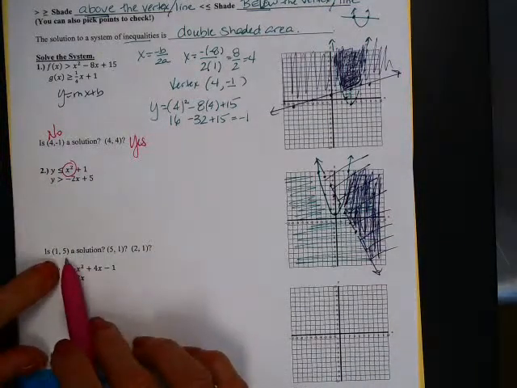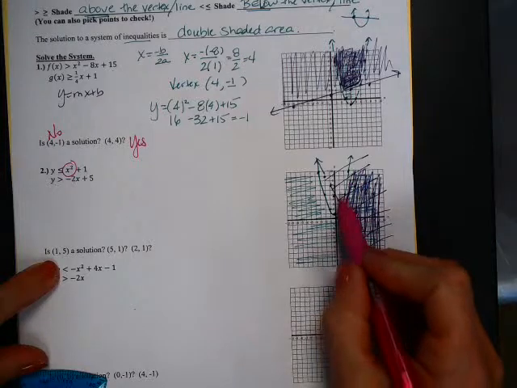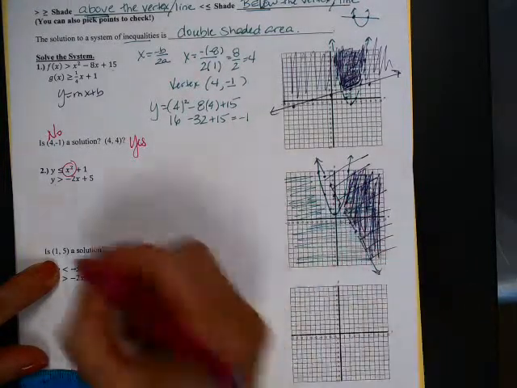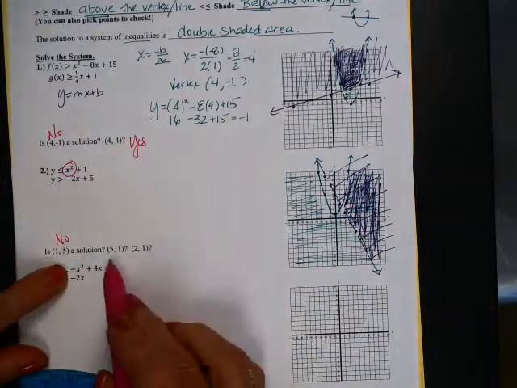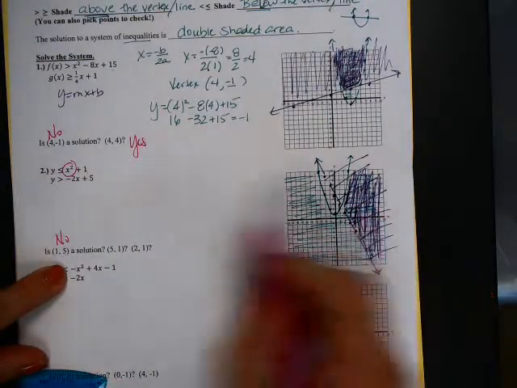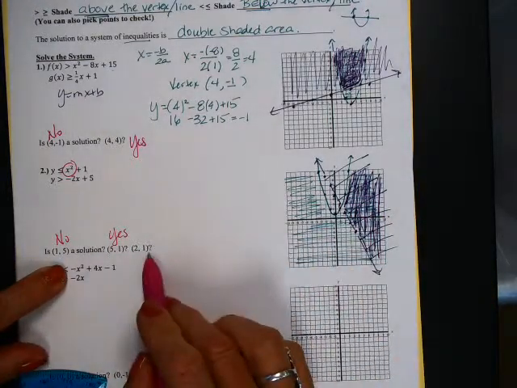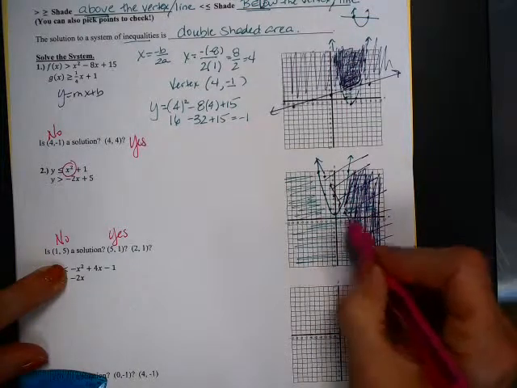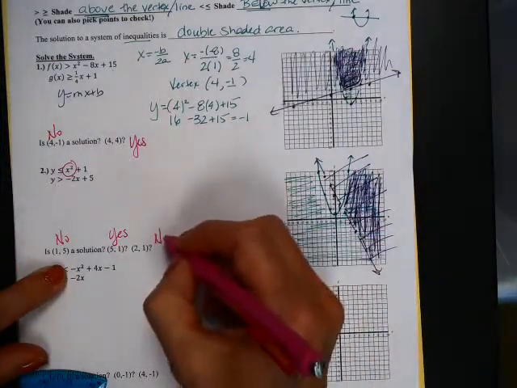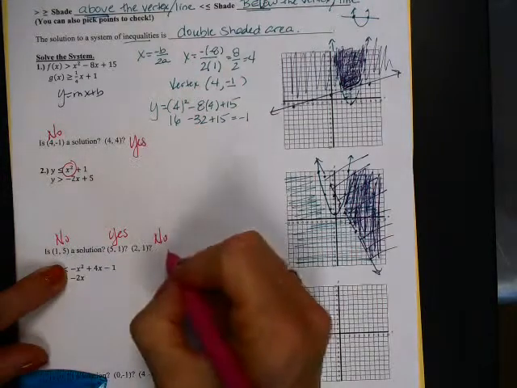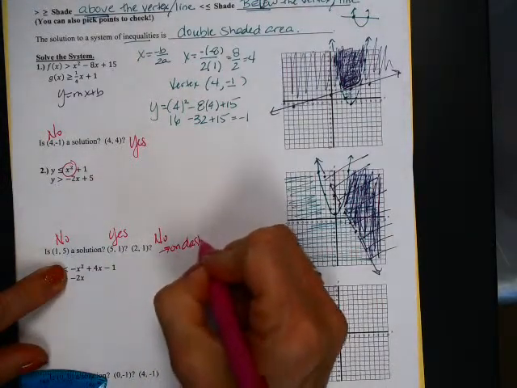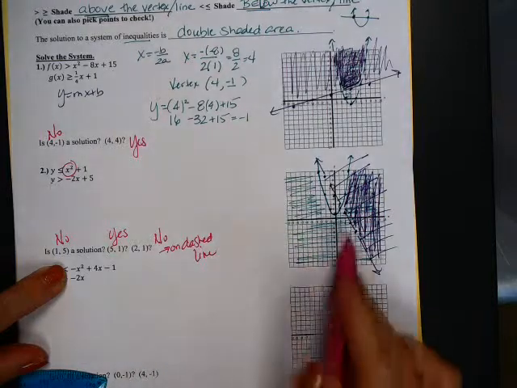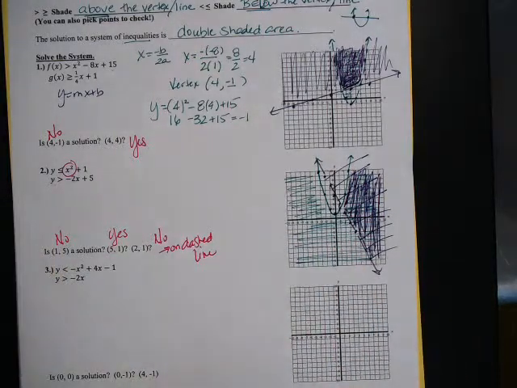Is 1, 5 a solution? 1, 5, oh, it's up in there. That is definitely not anywhere in my double shaded area. 5, 1, over 5 up 1, boom, that would be a yes. And 2, 1. That falls on the dotted line. Is the dashed line part of my solutions? No. So this one's a no because it's on a dashed line. If it had been a solid line, then yes, but it wasn't. So quickly we're going to buzz through one more here.